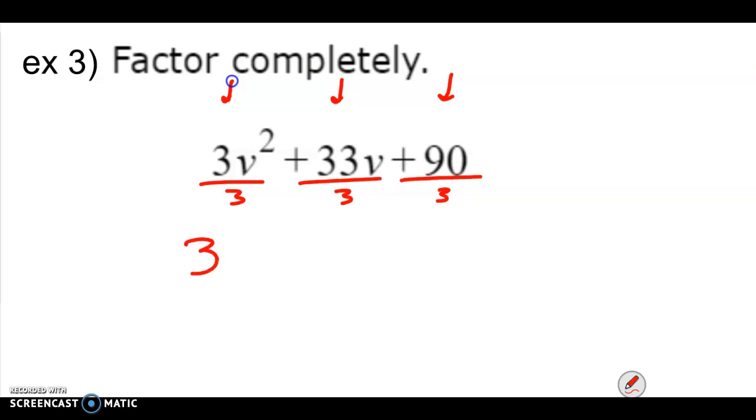So what I will end up with, factoring a 3 out, I will have v squared. That's going to cancel to 11v. And then this is going to cancel to 30. 9 divided by 3 is 3.